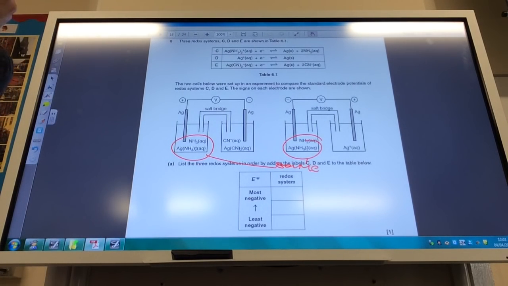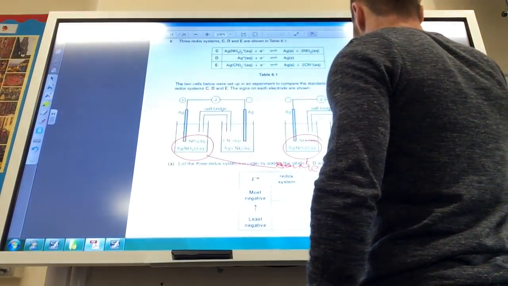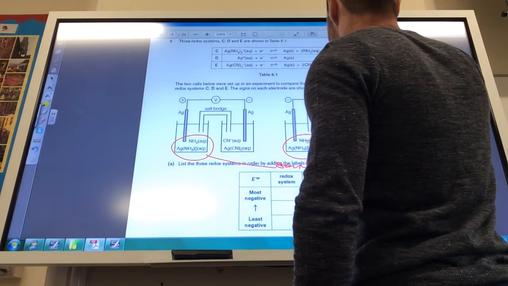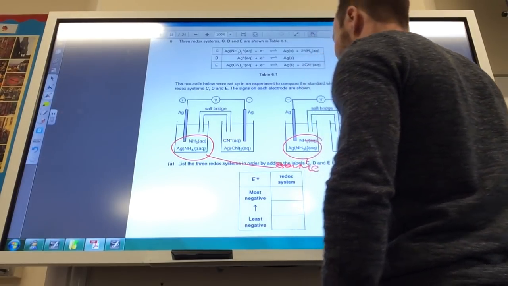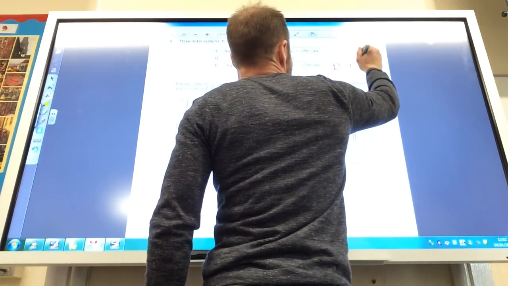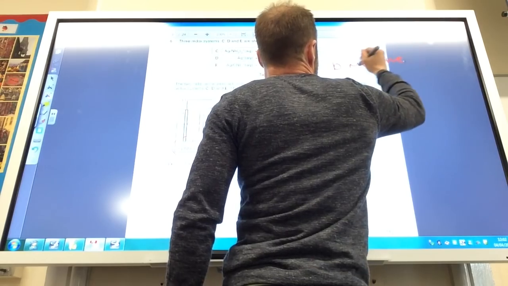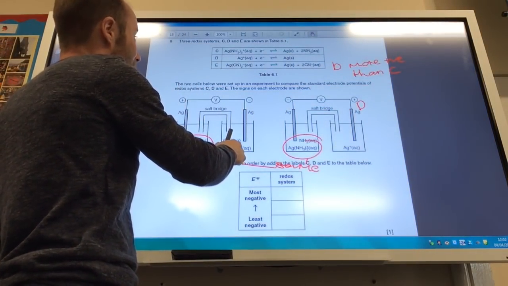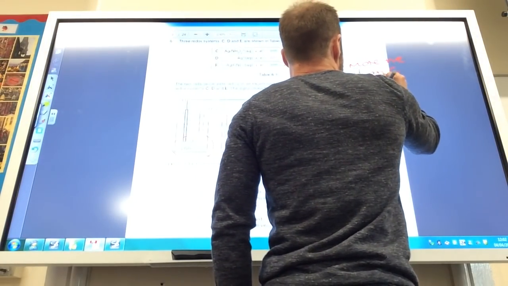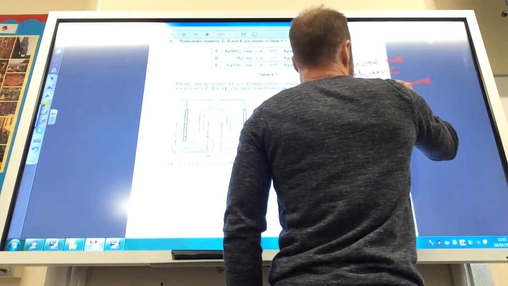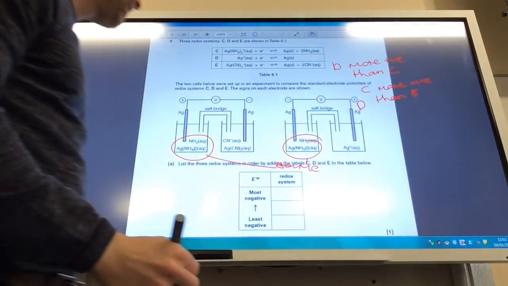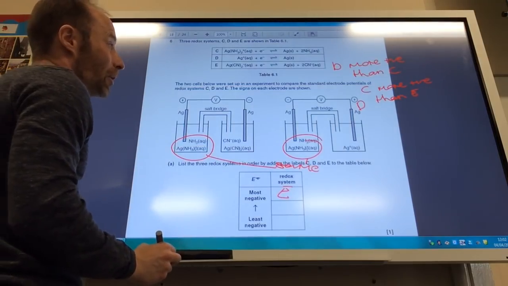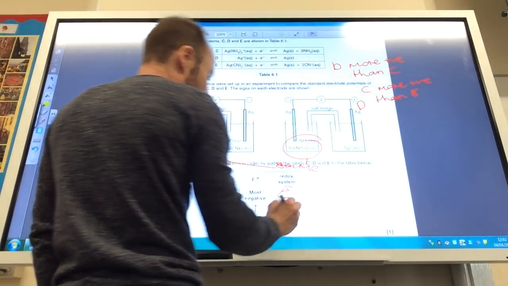So first of all, I think we can see that this one here, which is D, is more positive than C. So let's say D is more positive than C. But C is more positive than E. So therefore, the most negative is going to be E. The most positive is going to be D, and in the middle is C.